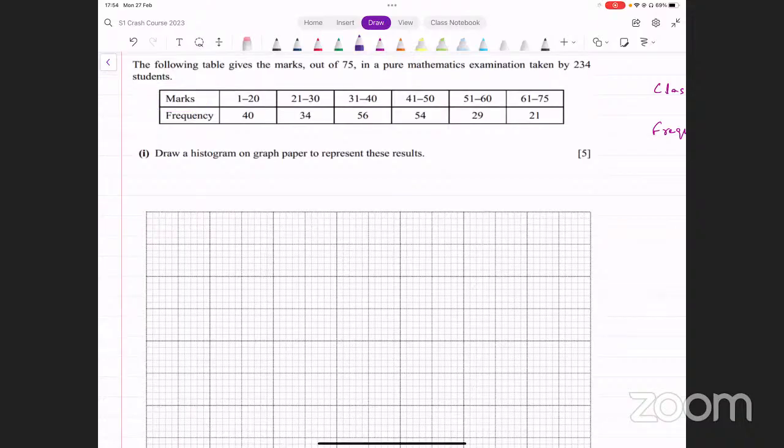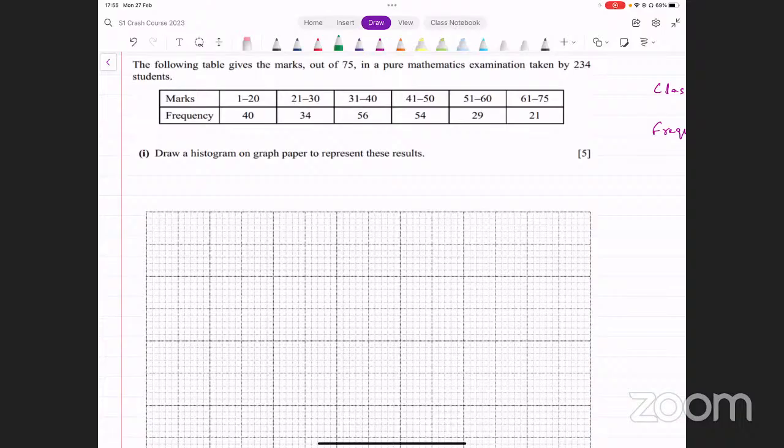Now, if you look at the data, there are gaps between the intervals. You have the first interval that's 1 to 20, and the next is 21 to 30. Assuming that the marks are integers, we might not have any marks between 20 and 21, but when we draw a histogram, we can't have gaps between the bars. So we first have to adjust these intervals.